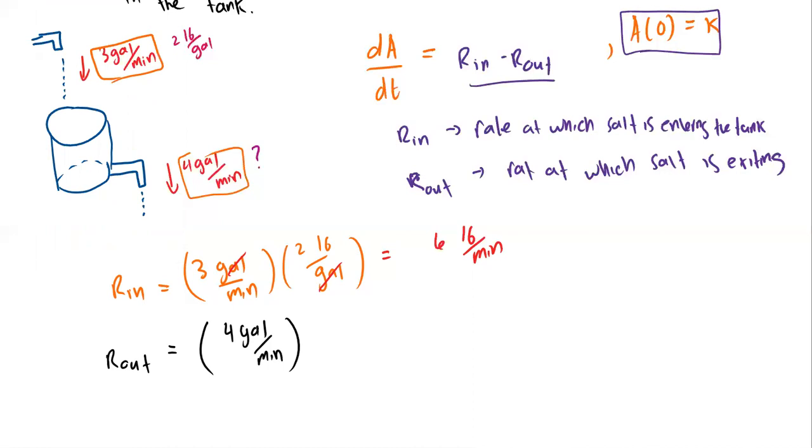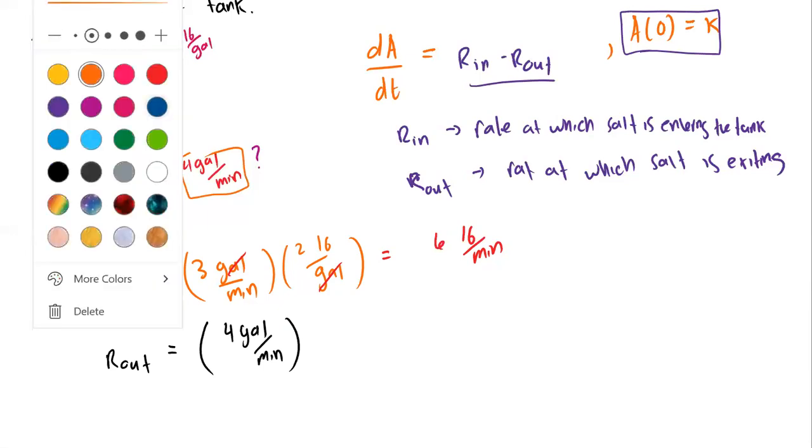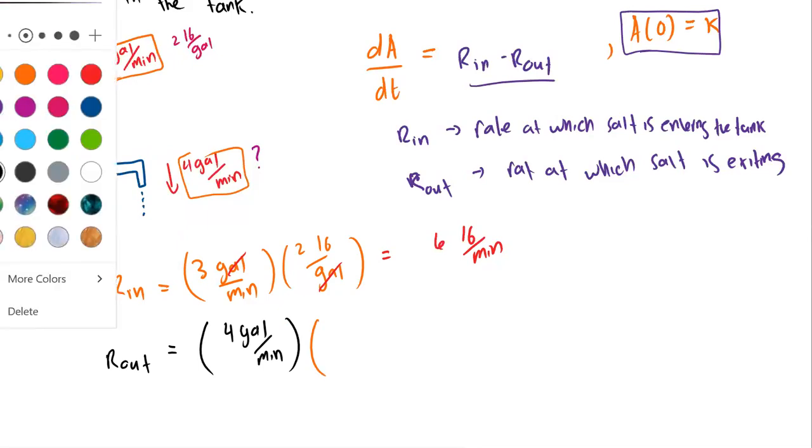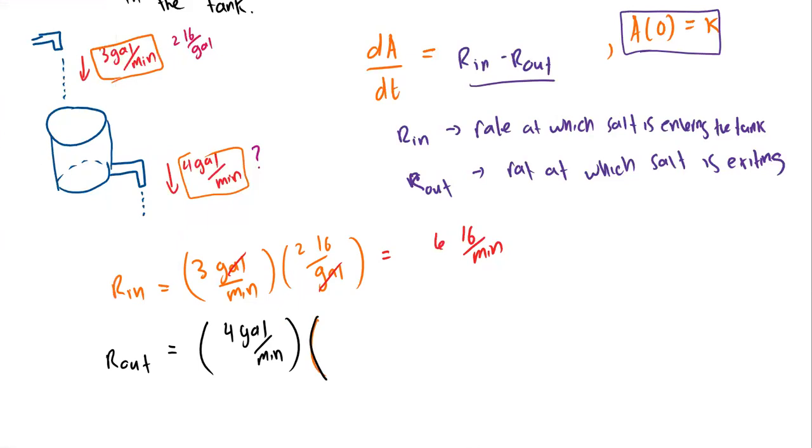Now, we don't know what that is, but we know the units. We know that we should have something that looks like some amount of pounds of salt, I don't know how much that is, per gallon of brine solution.